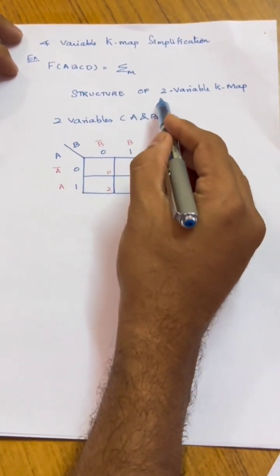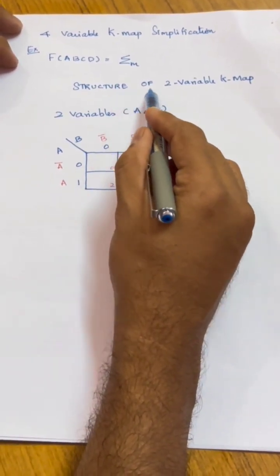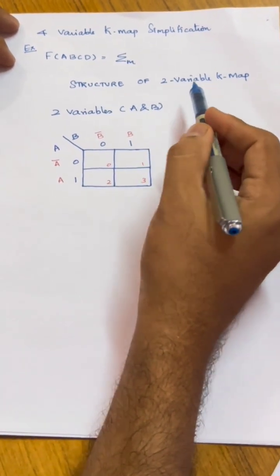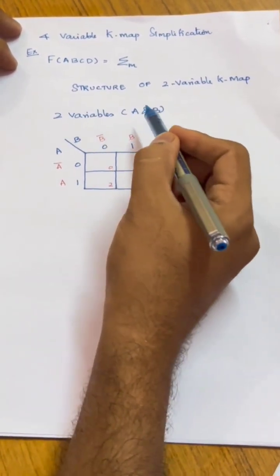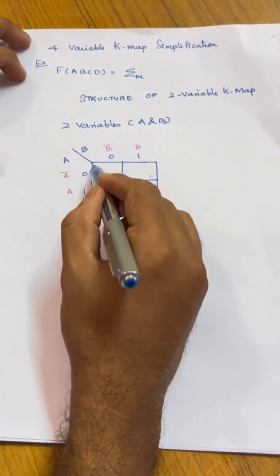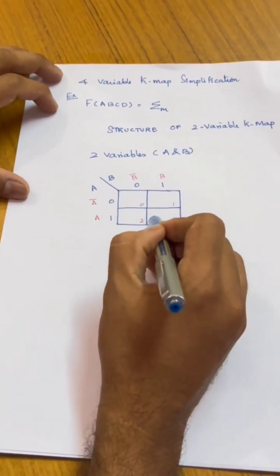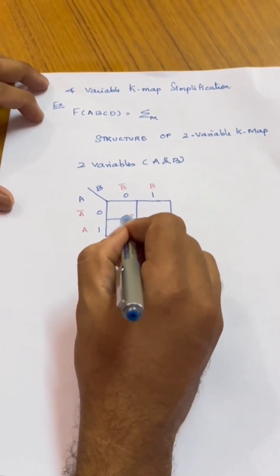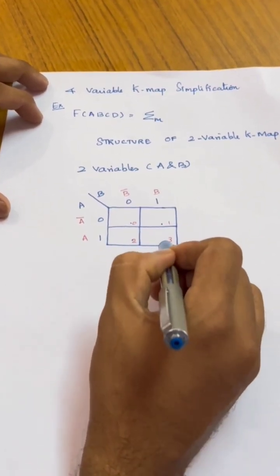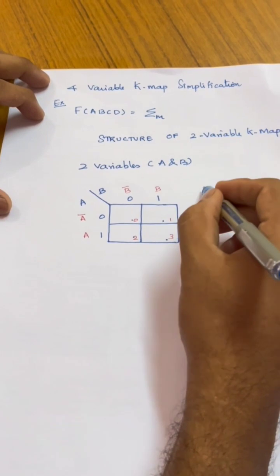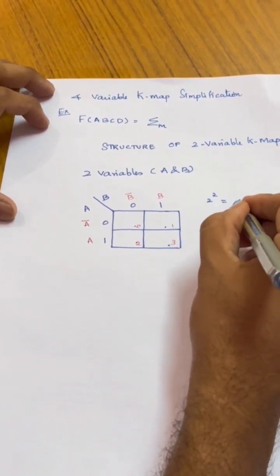Now we are going to discuss the structure of the two variable K-map. The variables are A and B. This is how we design our two variable K-map. It has 4 cells. The cells can be represented with 0, 1, 2, 3. This is because 2 power 2 equals 4.